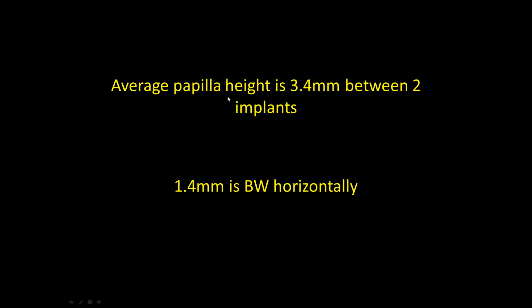So the average papilla between those two implants, because again the position of the implant below the crest of the bone, is 3.5, and papilla is going to be less in height compared to adjacent teeth. The horizontal component and biological width consider 1.4. The only time you're probably going to get almost the same height is if it's a one-piece implant.